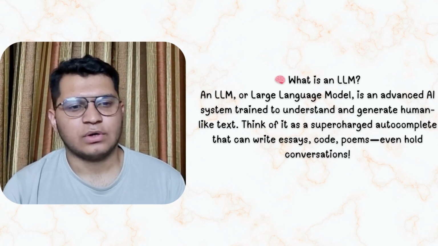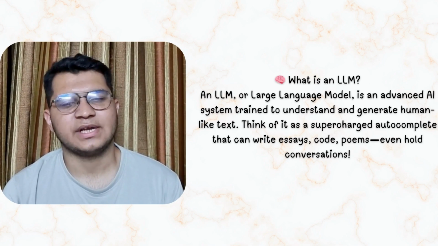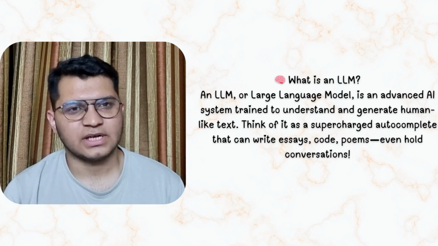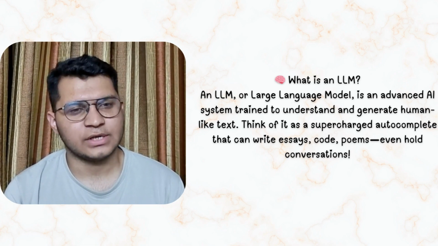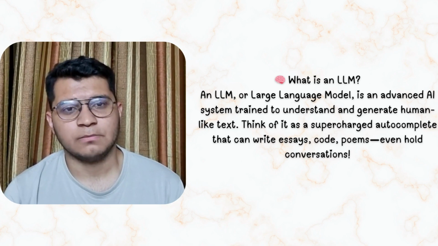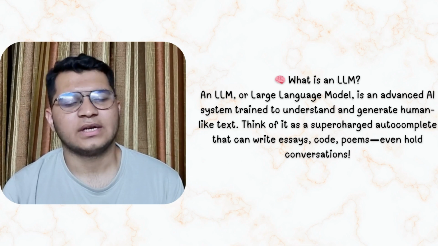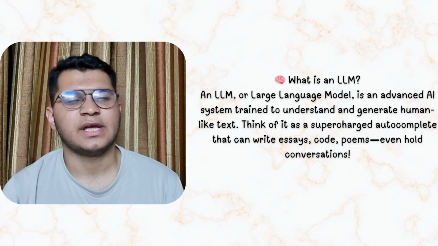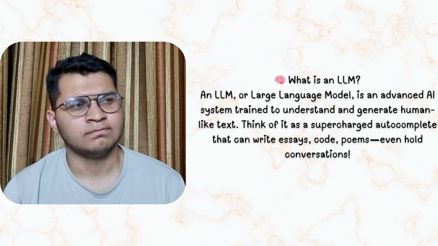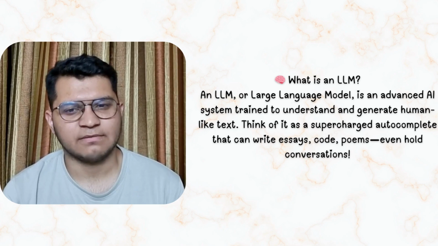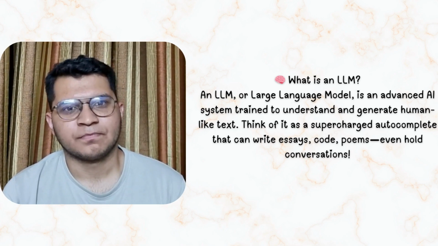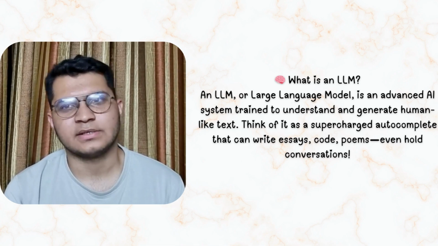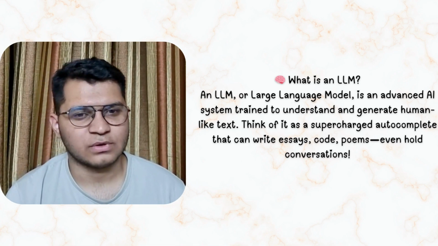An LLM, or a large language model, is an advanced AI system which is trained to understand and generate human-like text. Think of it as a supercharged autocomplete, or autocomplete on steroids, that can write essays, code, poems, and also chat with you or even hold conversations with you. It can write code in any programming language, let's say Python. Python is not a programming language, it's kind of a scripting language. But anyways, it can generate code in Python, Java, JavaScript, HTML, CSS, PHP, Golang, and many more languages.